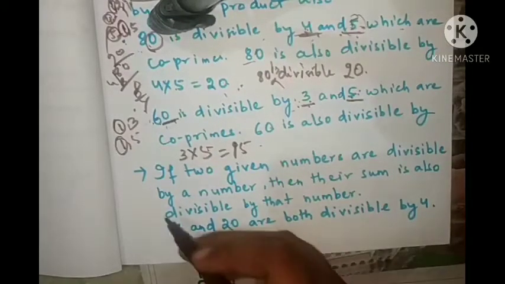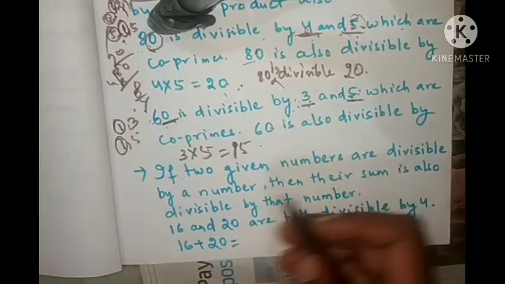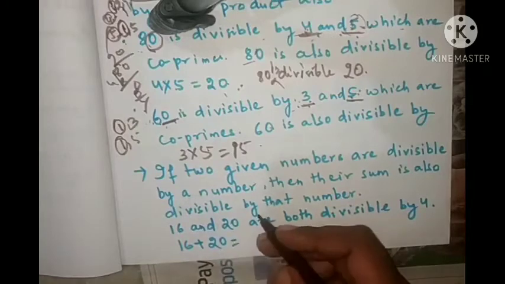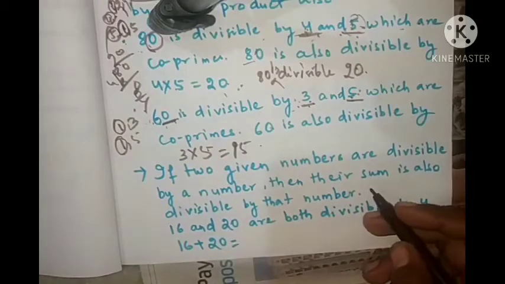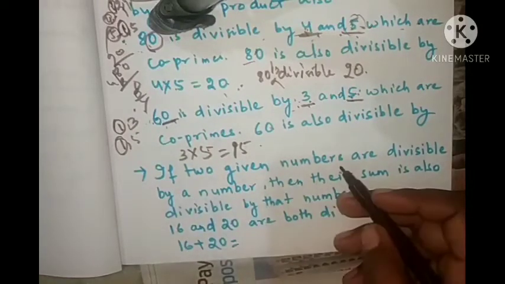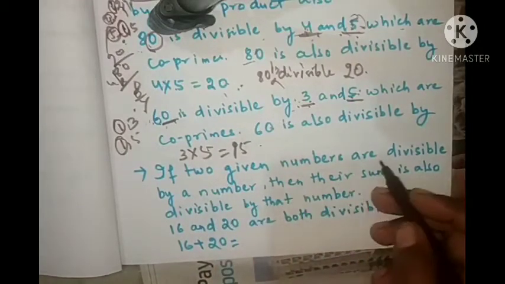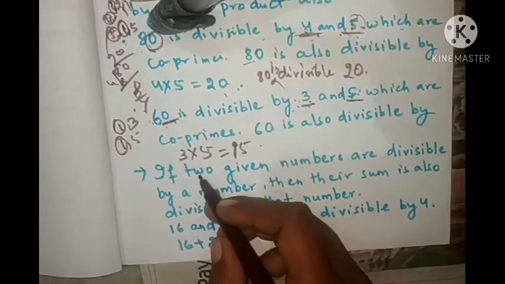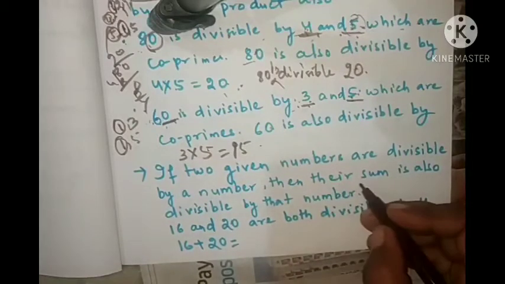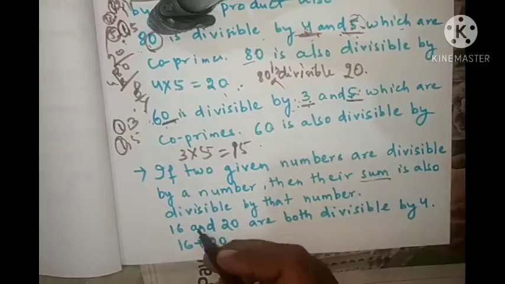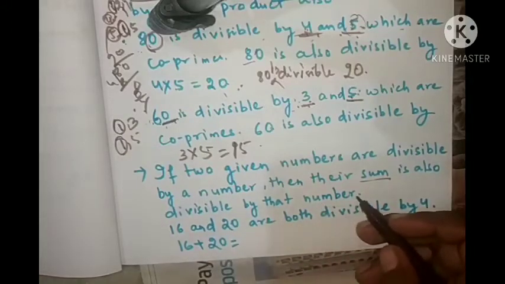Next, if two given numbers are divisible by a number, then their sum is also divisible by that number. Okay, what is it saying? If two given numbers are divisible by a number, then their sum, sum means what? When you are adding, you are getting the sum, is also divisible by that same number.